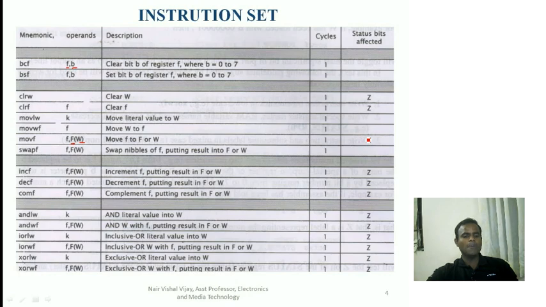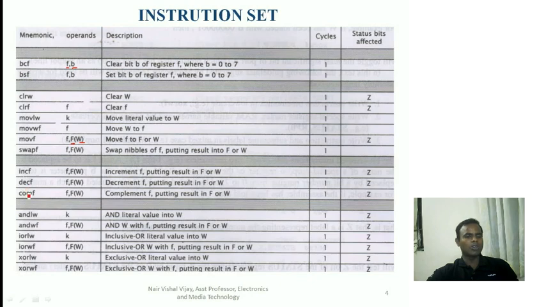Okay, so SWAPF is an instruction where you swap the nibbles of a special purpose register, and you can put the result in that same source register, or you can put the result in a working register. Now INCF is nothing but to increment the content of a special purpose register. You can increment it and put it in the same register, or you can put it in a working register. Similarly, you have decrement and complement operations.